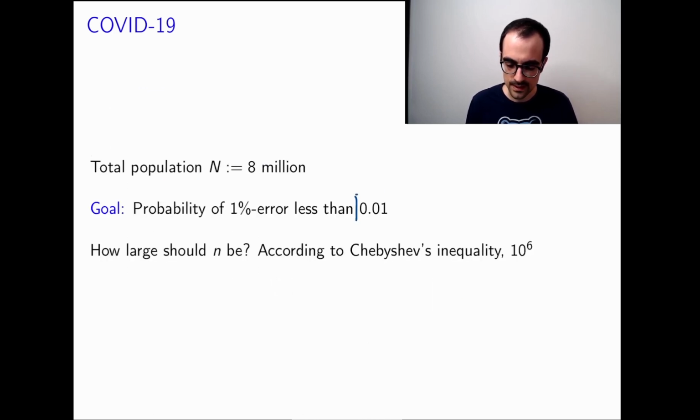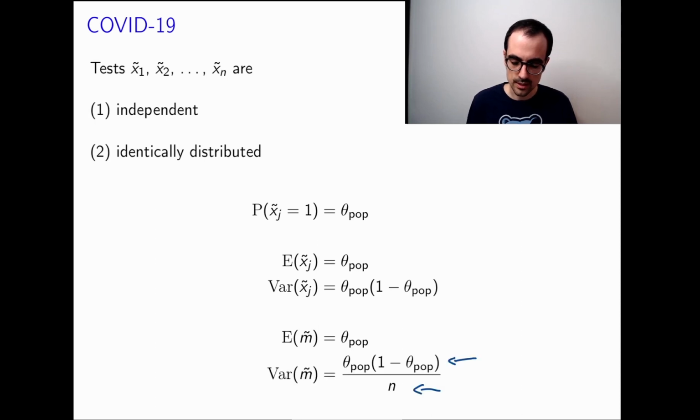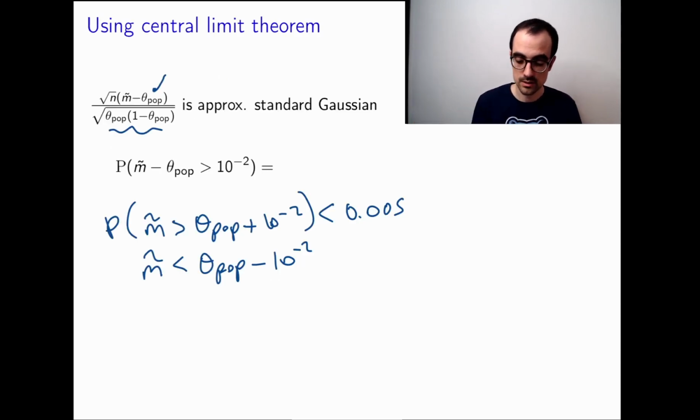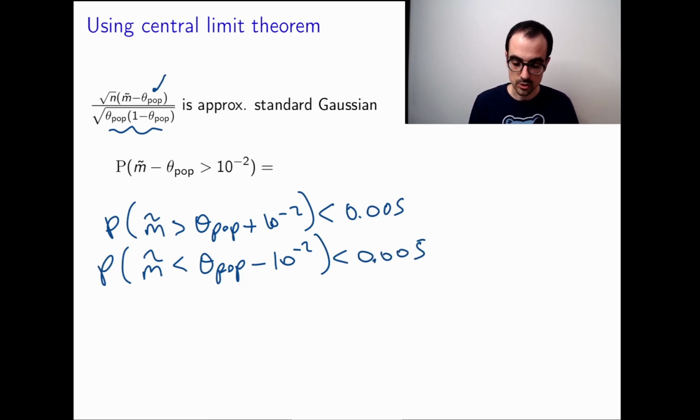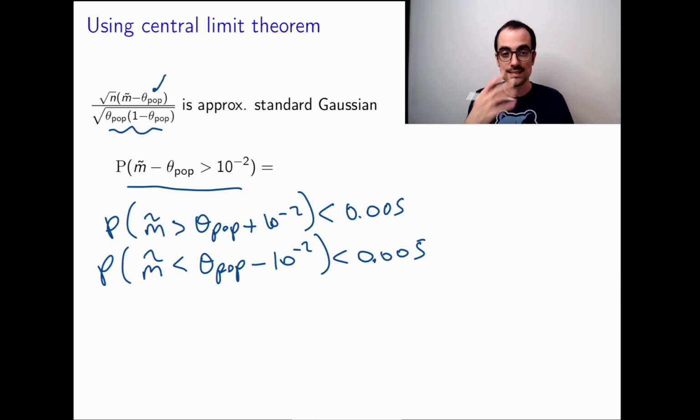Okay, we want the probability to be smaller than 0.01. So we're going to say the probability that we are too large by more than 0.01 is bounded by 0.005. The probability that we're too small is also bounded by 0.005. Okay? So I'm just explaining why we're focusing on m minus the parameter being above 0.01. By the same argument, the probability that it's smaller than theta minus 10 to the minus 2 will also be smaller than 0.005. I feel that I made that unnecessarily complicated, but let's move on.